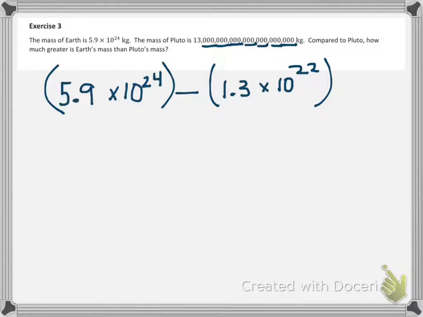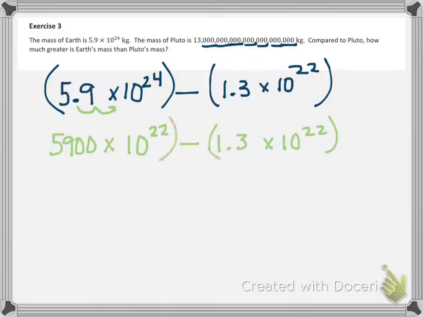So I'm going to change this to 10 to the 22nd power, and realize that that has gone down, so my number has to be bigger by 2. So this is going to be 5,900 times 10 to the 22nd power. And then I can subtract my 1.3 times 10 to the 22nd power. So now that I have my exponents the same, I can do my subtraction.